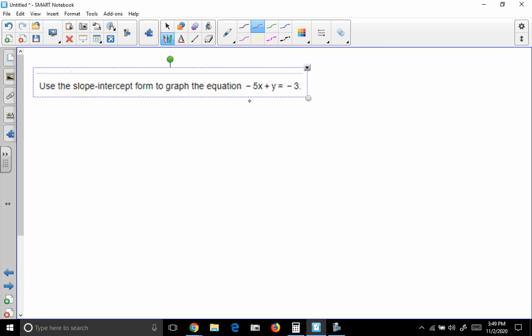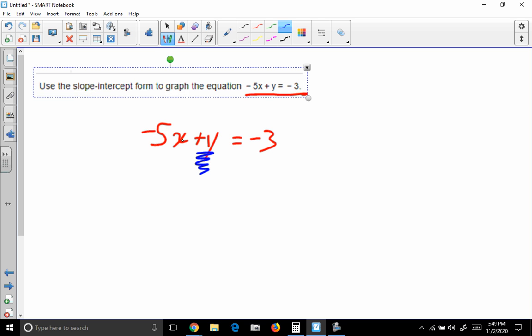All right, the next one. They want us to do the same thing, use slope-intercept form to graph this equation. Well, we have to put it in slope-intercept form. So to be in slope-intercept form, we have to have y by itself. So we need to get the 5x off of the left side.